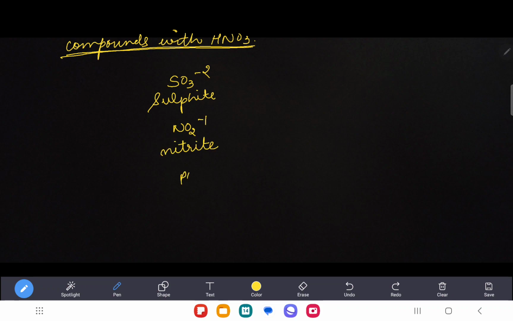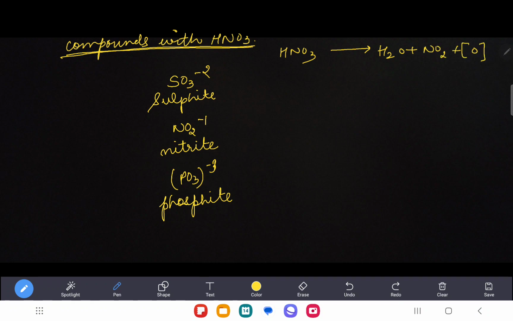PO3 minus 3 is nothing but phosphite. And when HNO3 decomposes, you know that HNO3, while sitting, by absorbing all the thermal energy, is going to give you H2O plus NO2 plus nascent oxygen. So nascent oxygen, when it combines with the sulfite, is going to convert it into SO4.